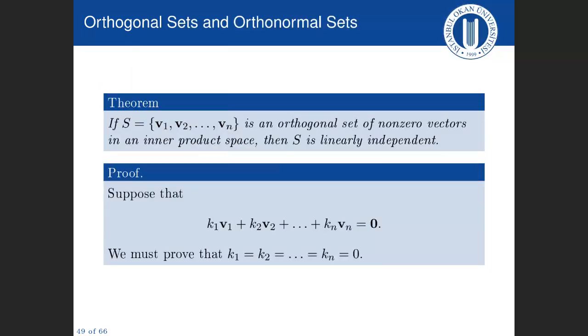Theorem. If S is an orthogonal set of non-zero vectors in an inner product space, then S is linearly independent. Orthogonal implies linear independence. And I want to prove this. How do we prove linear independence? Let me remind you. We need to start with an equation of the form k1v1 plus k2v2 plus dot dot dot plus knvn equal to the 0 vector. And we must prove that the only solution of this is that all of the numbers k1, k2 up to kn are the number 0.